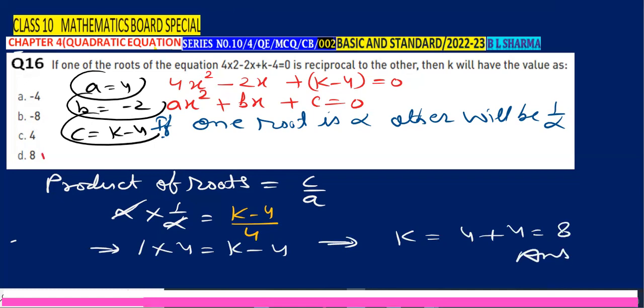So D is the correct answer, that is 8. So the value of k will be 8.